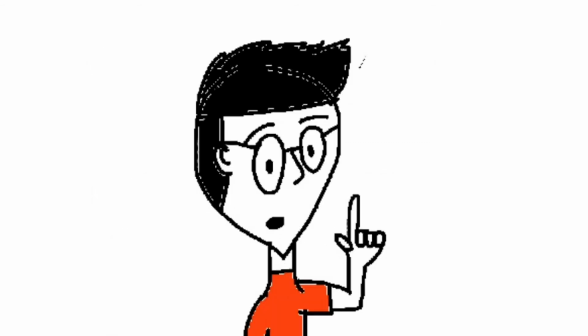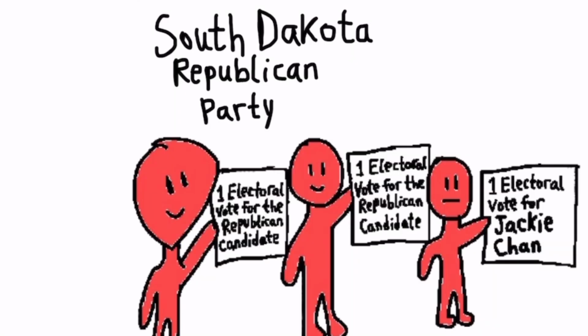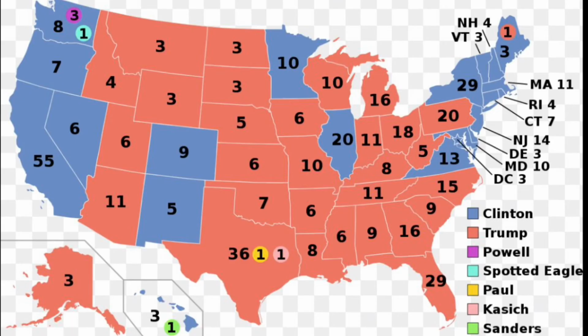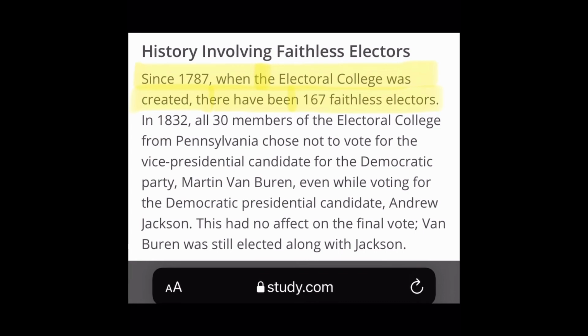Now, one little thing with this is that it allows faithless electors, or electors who don't send an electoral vote for their party's nominee, though this is rare. It has happened 7 times in the 2016 election and 167 times in all of American history.